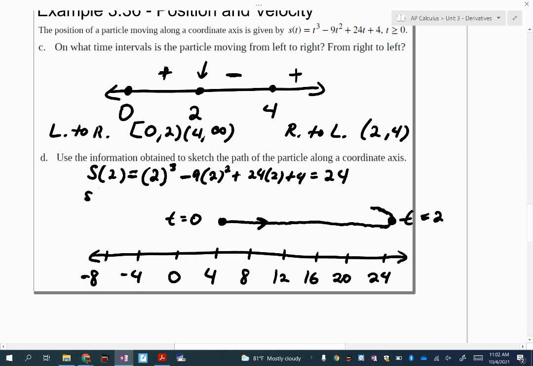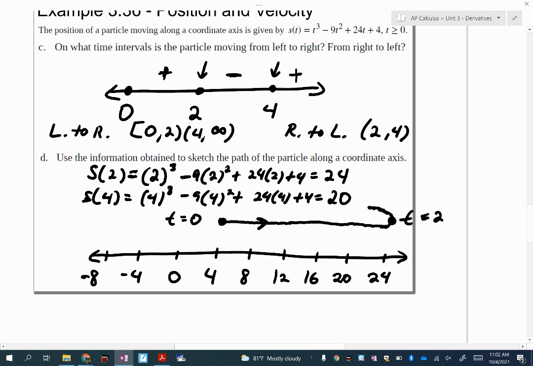I need to figure out at what position we're going to stop to turn back around to go left to right again. And we know that's at 4 seconds based on part C. So I'm doing 4 cubed minus 9 times 4 squared plus 24 times 4 plus 4. 4 cubed is 64, 9 times 16 is 144... I did something wrong there, but I know the answer is 20. I'll go through Desmos and show you how to do that another time.